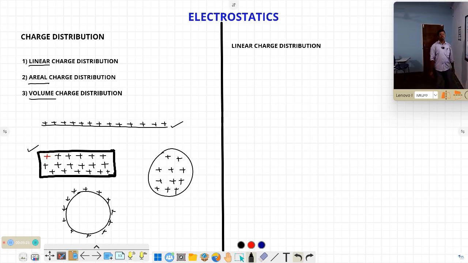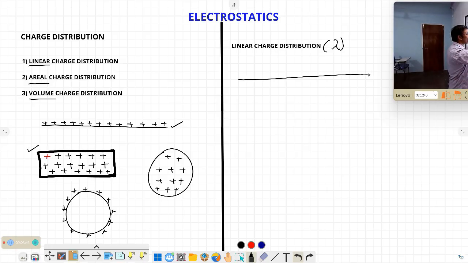Now the first one, linear charge distribution. Linear charge distribution is indicated with the letter lambda, where the particles are distributed only along the length. There is no area and no volume contained by that body. That means compared to length, the area and volume are negligible. For example, take a wire, as we already discussed. This wire has length L.